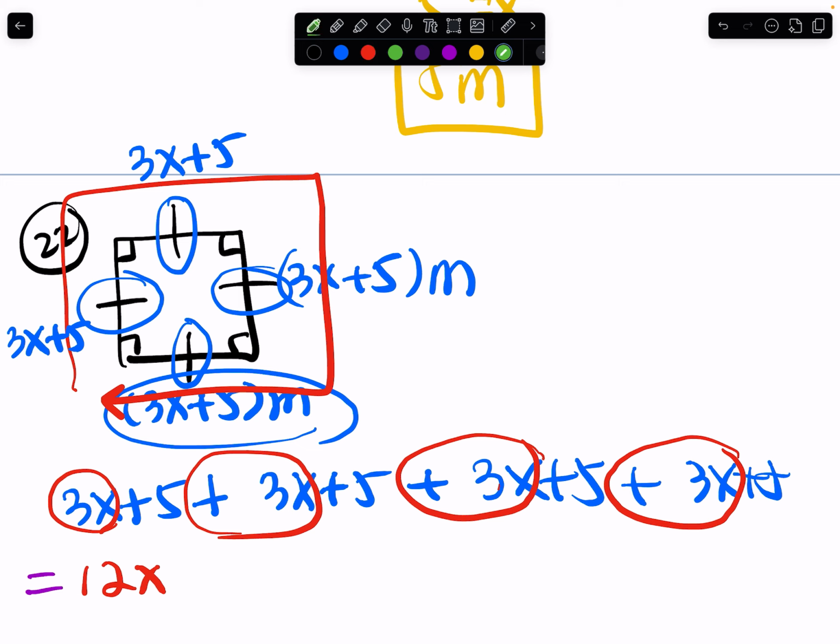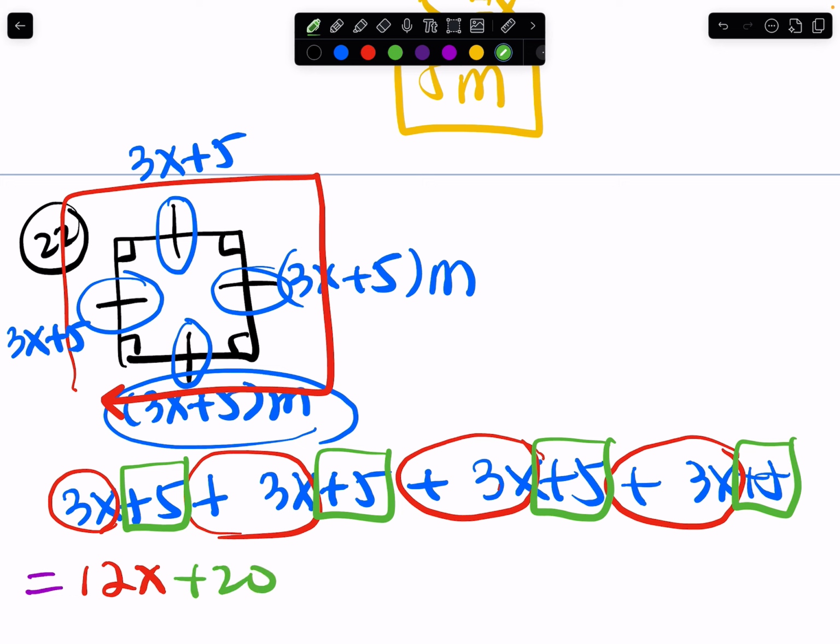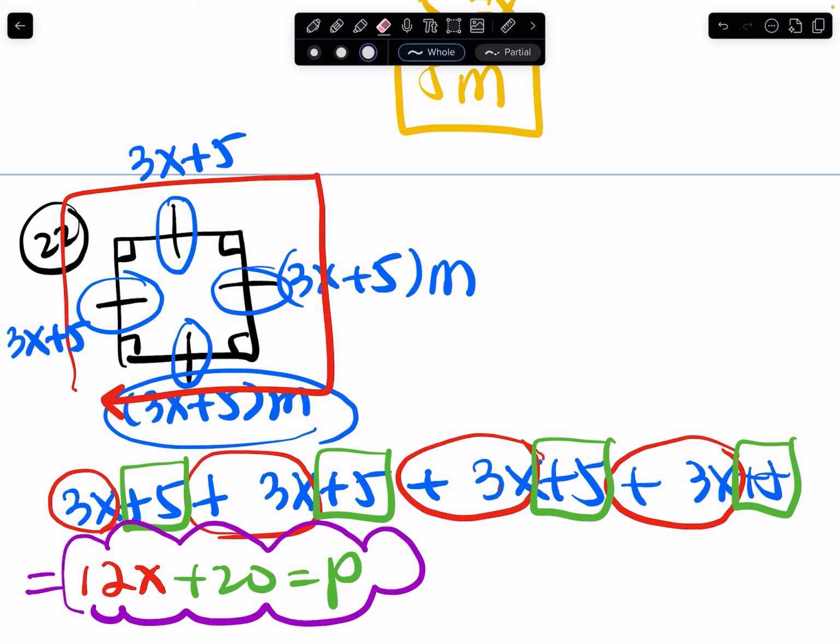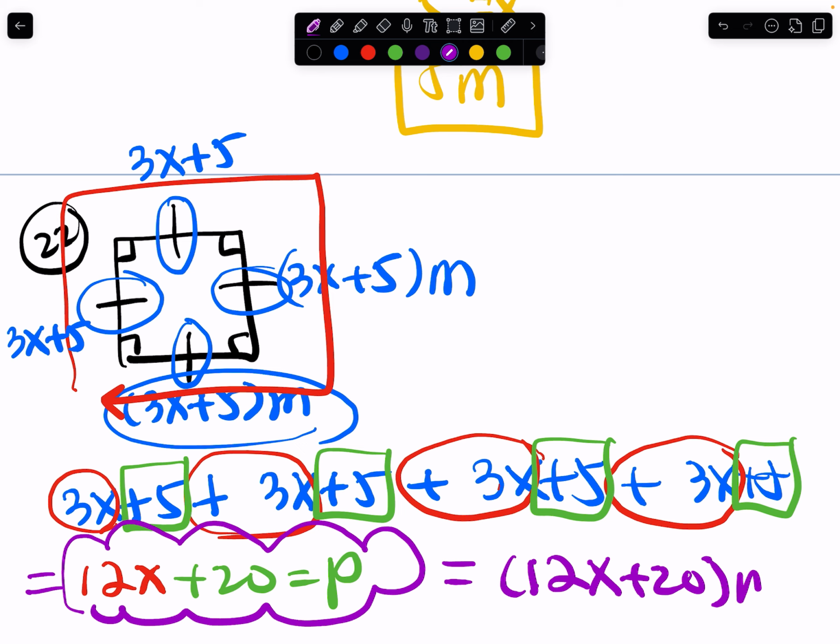Now, how about the constant term? Plus 5, plus 5, plus 5, and then one more plus 5. That's like 4 plus 5's. That should give you 20. Did we answer the question? Yes, we have. Express the perimeter as a simplified expression. We just simplified, right? Your perimeter is 12x plus 20. And here we go, that is your answer. If you want to be more exact, it really should be parentheses 12x plus 20 meters, right? Yeah, because it's given a unit.